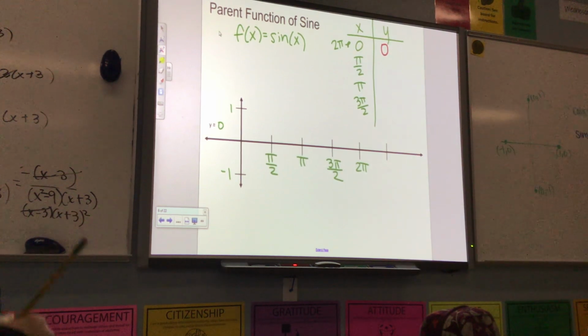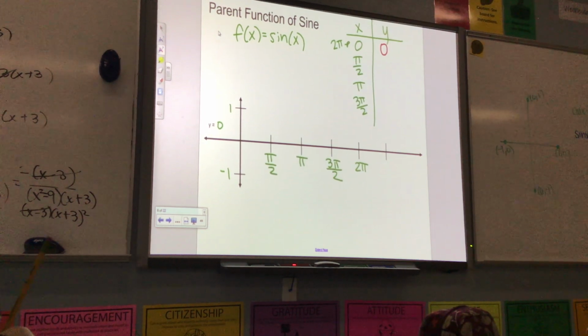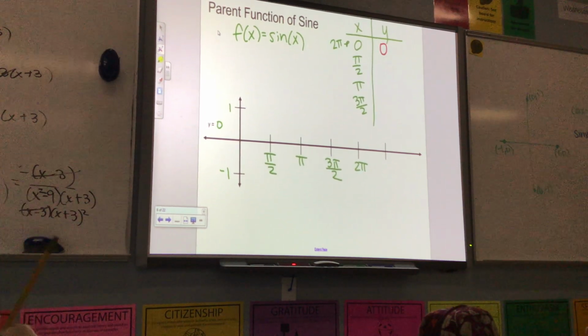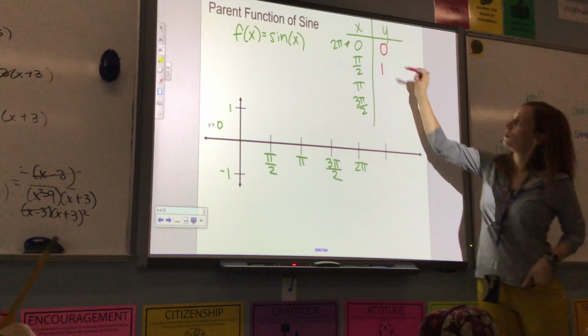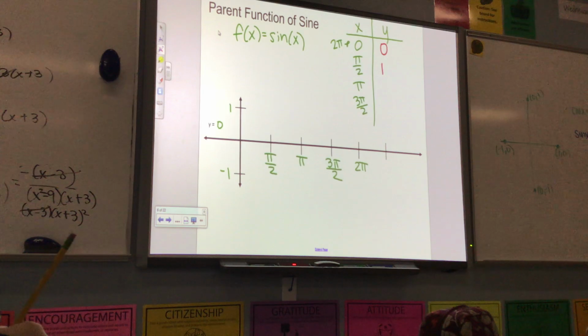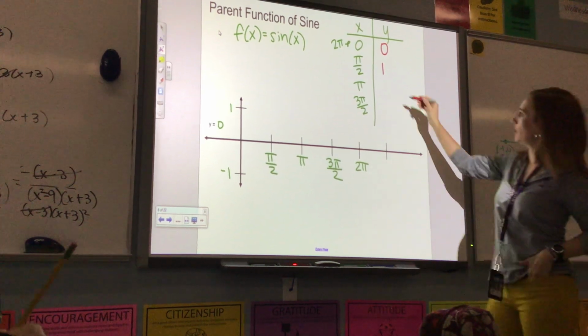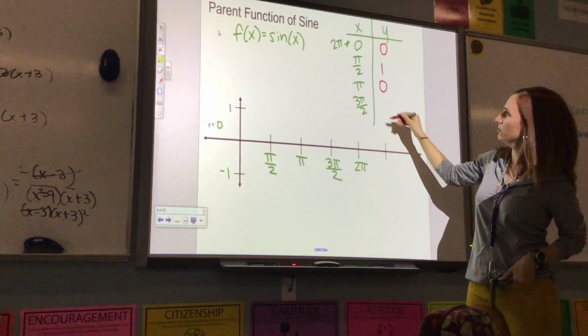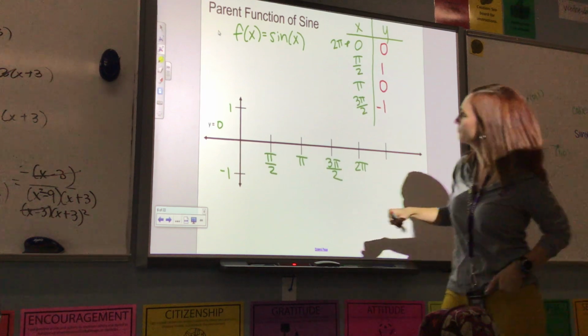What's the y value for pi over 2? 1. So then it's 1 over 1, or just 1. What's the y value of pi? 0. And then the y value at 3 pi over 2? Cool.